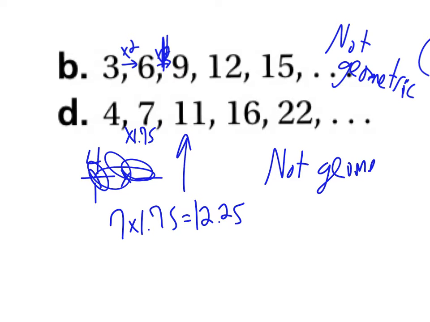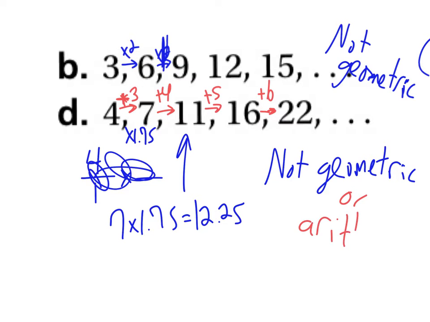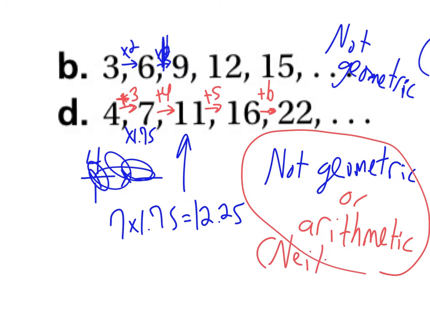We could double check then, according to the directions, we should check if it's arithmetic. 4 plus 3 is 7. 7 plus 3 is not 11 though. 7 plus 3 would be 10, so that doesn't work. There is a pattern here. This would be adding 4, this would be adding 5, this would be adding 6. But if it's not doing the same thing every time, it's still not going to be arithmetic. So it's not geometric or arithmetic, or you could just say neither would work.